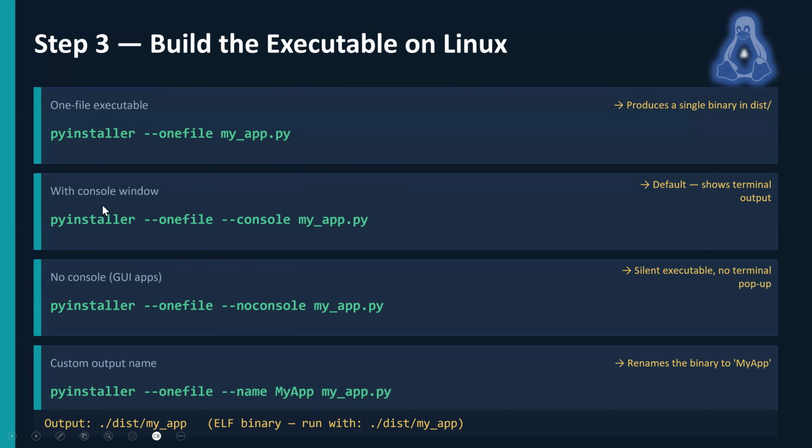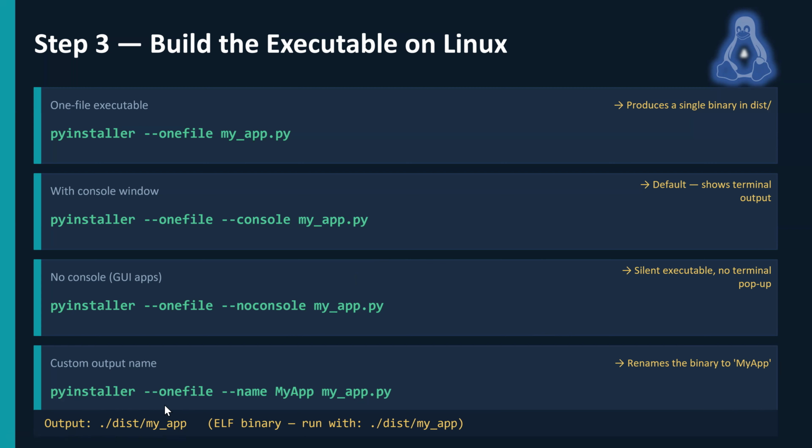With console windows, there's a --console option, and here the default shows terminal output. If you don't specify --console, it is like this default one, and it is going to be on the terminal. --noconsole is going to be a GUI, silently executable, no terminal pop-ups. This is important. So if you see the binary is silent, make sure that it is the GUI option there for running it in the GUI.